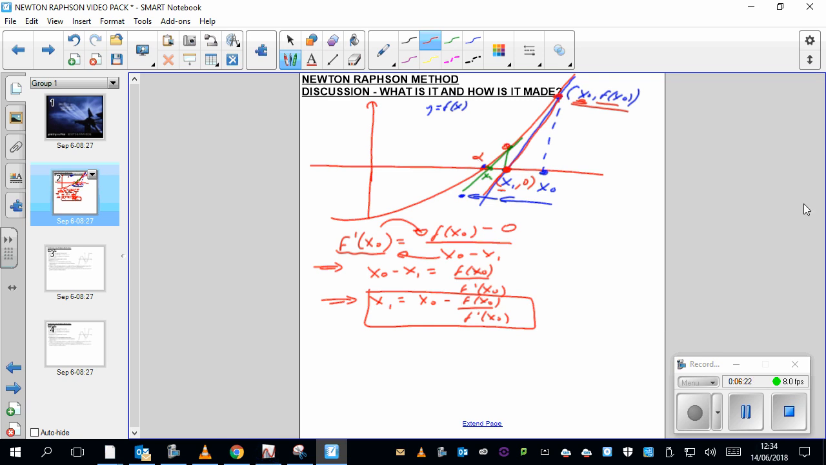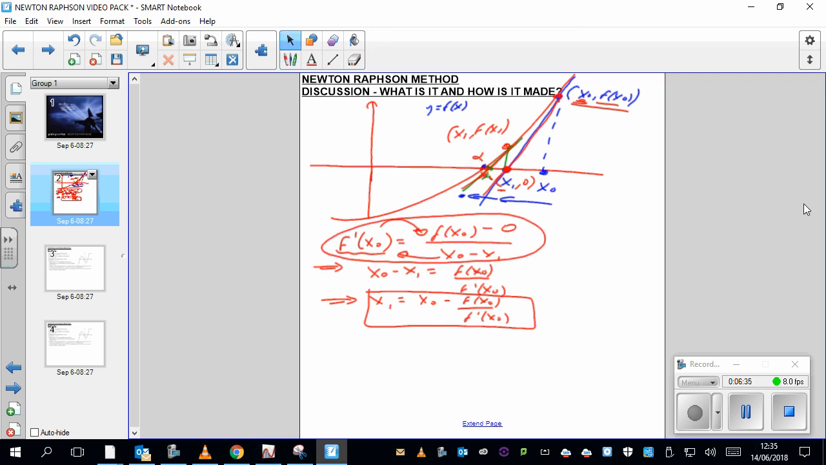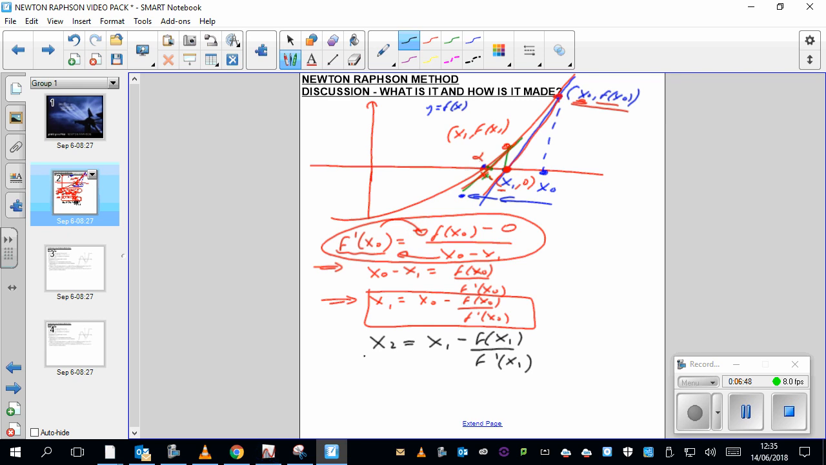Okay, and you'll see what happens is if I take this value x1 and do the same thing, so x1, f of x1, draw the tangent, which I did, and cross it at x2, and repeat the whole process that I started with, you'll get exactly the same thing, except it will be x2 equals x1 minus f of x1 over f dash of x1. Can you see what's happening is the new approximation is built on the old approximation. The next approximation is the one just before it, take away f of the one before it over f dash of the one before it.